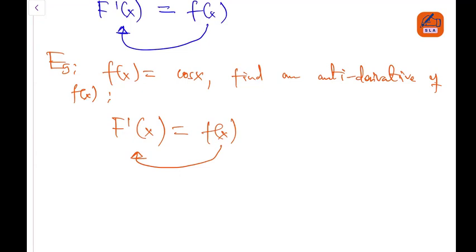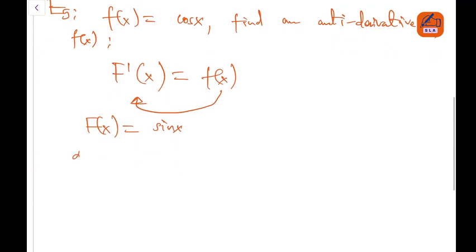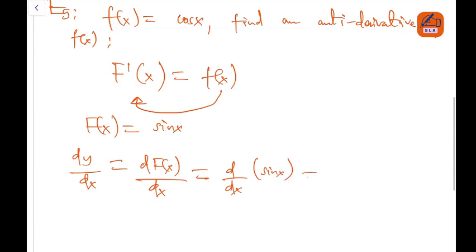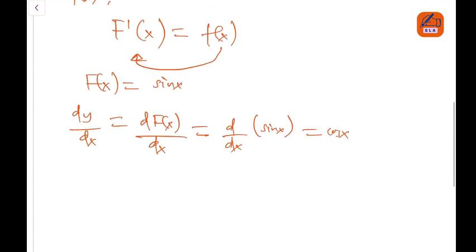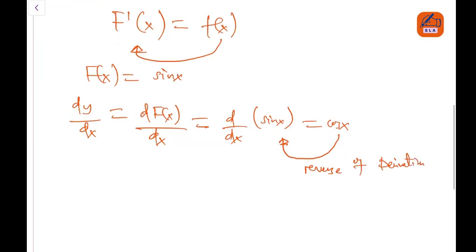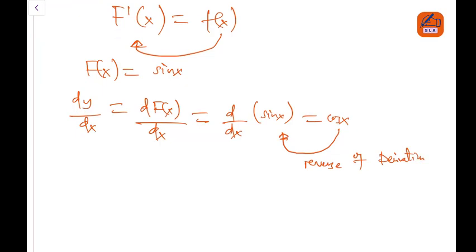Kwa hiyo tunajua, tuassume x yetu ilikuwa nini? Ilikuwa sin of x. Sasa sin of x tulikuwa tukitafuta dy/dx ya hii function. Tunajua d/dx ya sin x, hii tunajua moja kwa moja ni cos of x. Sasa hapa tunatafuta namna ya kutoka kwenye hii cos of x kurudi kwenye sin of x. So that reverse process of derivation, hii ndo tunaita integration. Kwa hiyo unavyozungumzia integration, that is all about integration.